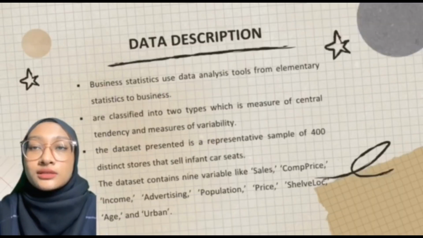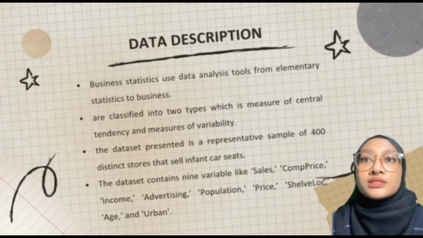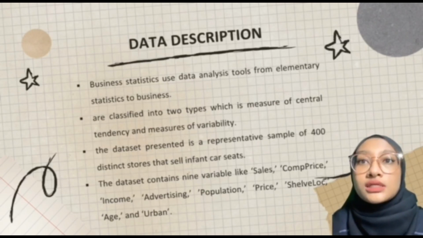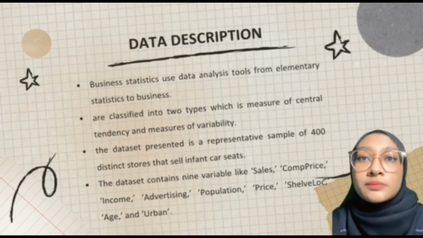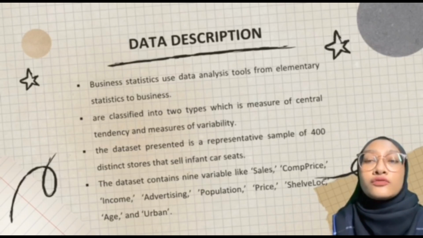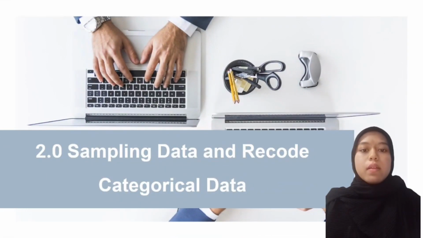Data description. Business statistics use data analysis tools from elementary statistics in business. It is classified into two types, which are measures of central tendency and measures of variability. The dataset presented is a representative sample of 400 infant car seats. The data contain 9 variables: sales, comprise, income, advertising, population, price, shelf lot, age, and urban.